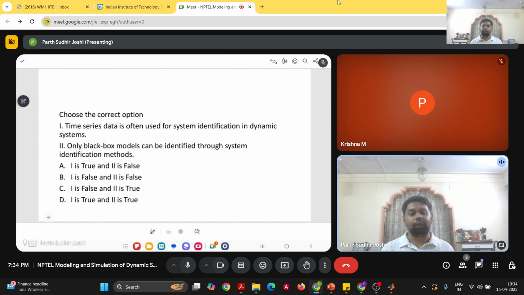And in case of gray box, it will be a combination of white box and black box model. So where we can guess the model structure to some extent using the physical laws, and some of the parameters we actually just tune using the data. So it's somewhere in between white box and black box. But yes, all the system identification methods can be used for either kind of models. So statement 2 is actually false and statement 1 is true. So the correct answer to the question is A.